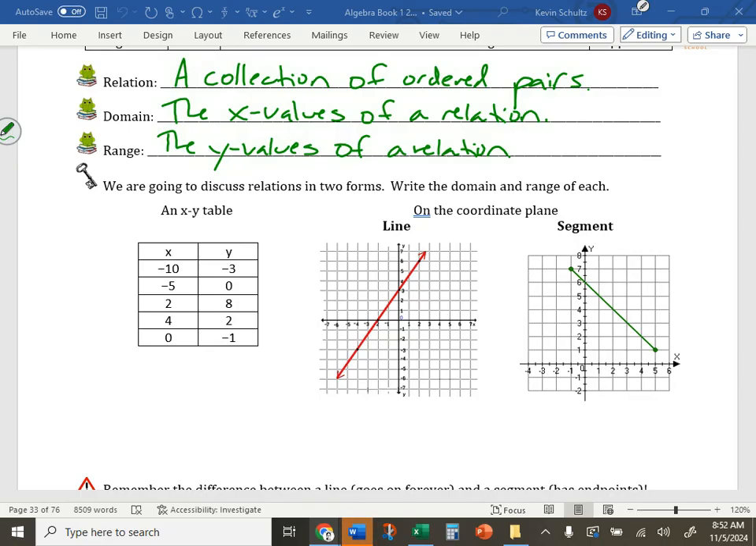So our objective today is to, given a relation, be able to identify the domain and the range.